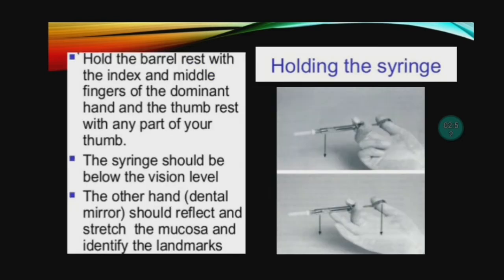Holding the syringe. Hold the barrel rest with the index and middle fingers of the dominant hand and the thumb rest with any part of your thumb. The syringe should be below the vision level. The other hand, with the dental mirror, should reflect and stretch the mucosa and identify the landmarks. As you can see in the images.